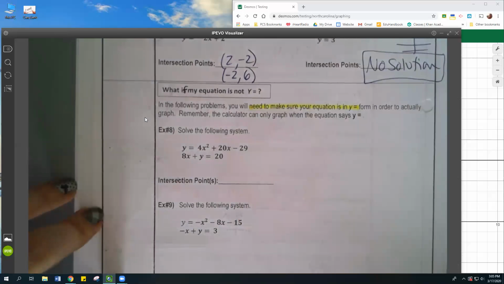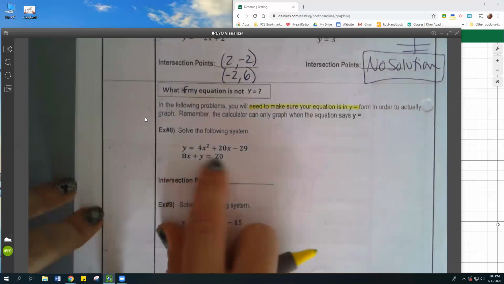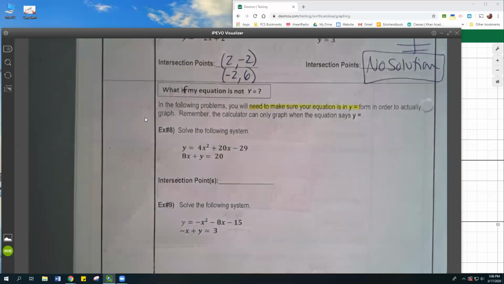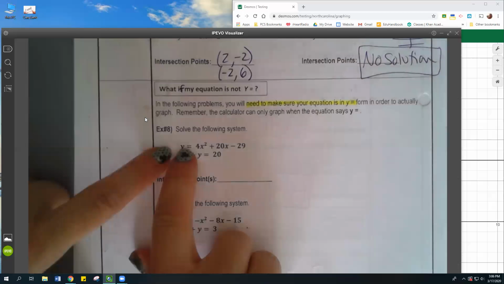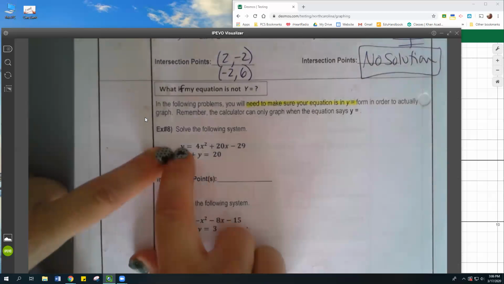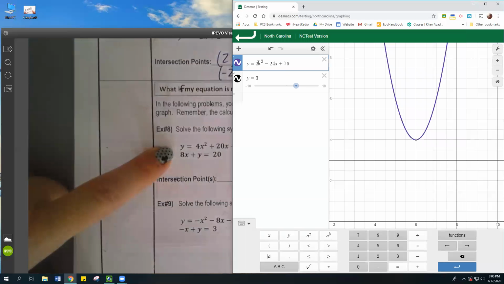So whether you are putting it into the North Carolina test version, we can try that and see if I can type in this version. I may or may not. If you are using your calculator, you definitely have to have things in y equals before you can go to y equals and punch in your equation. So number 8, the first equation is already set up perfectly. So I am going to type that guy in. That's going to be a 4x squared, and then a plus 20, and then a minus 29.